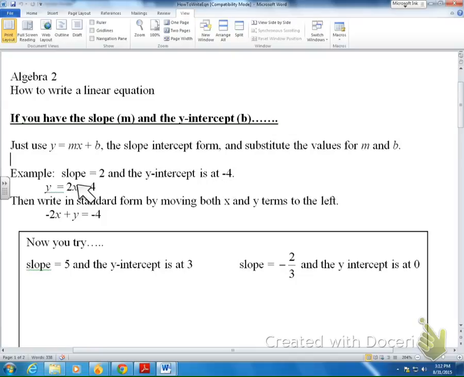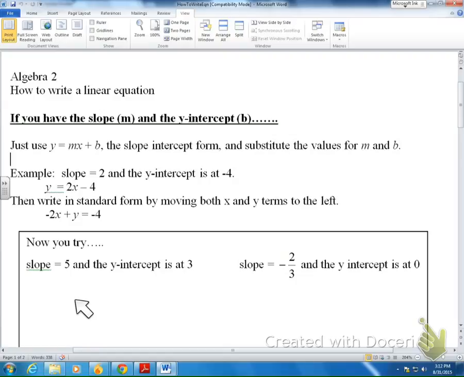I plug 2 where the slope is supposed to be. I plug in -4 where the b is supposed to be. And if I want it in standard form, that means both x and y terms are on one side. I'm going to subtract 2x to get it to the other side.